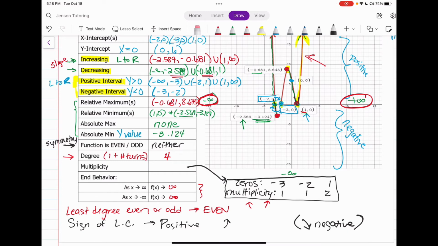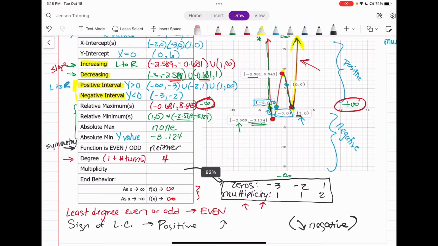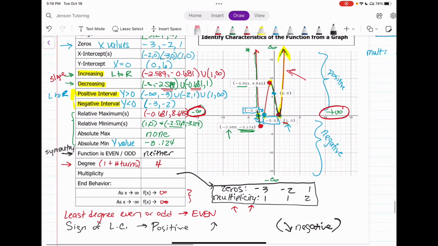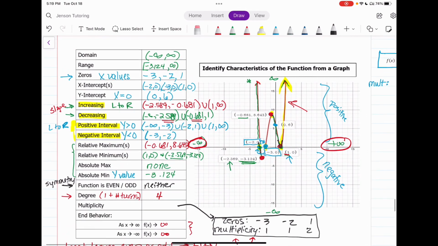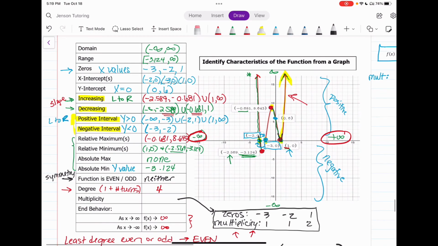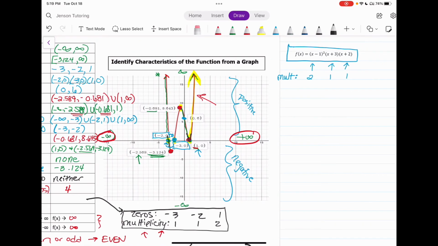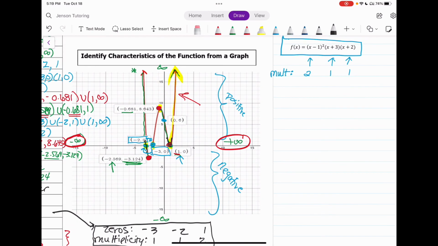And so now we have completed all of the characteristics that we were asked to do for this graph here. And just to add on to this problem, you might be given some of these characteristics and asked to write a function. So they might give us, say, maybe the end behavior and the multiplicity, and say, okay, what could the function be? So this function that we graphed here is over here.